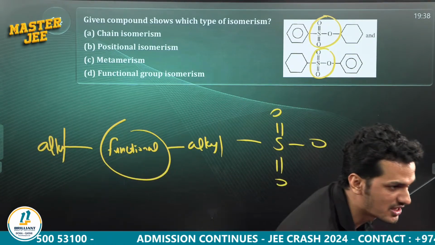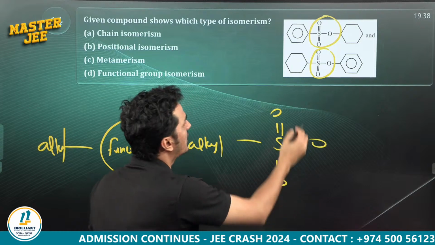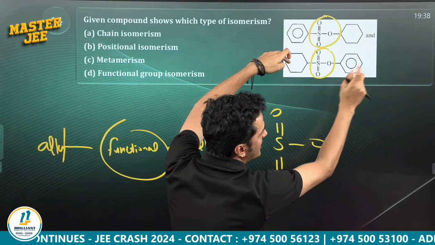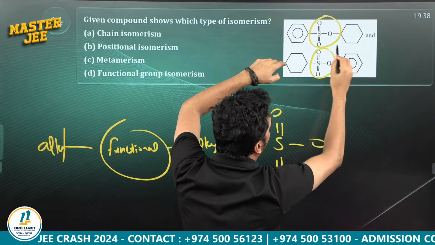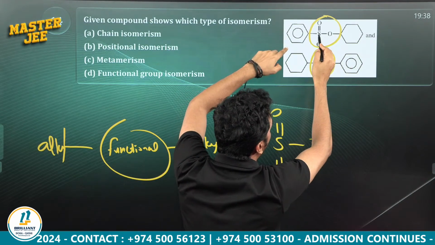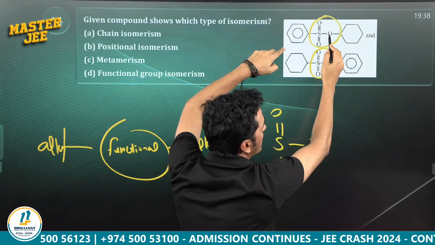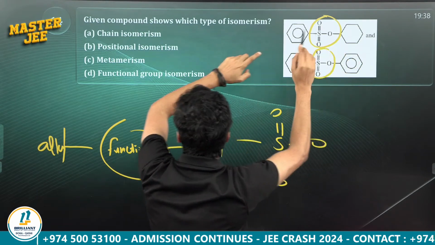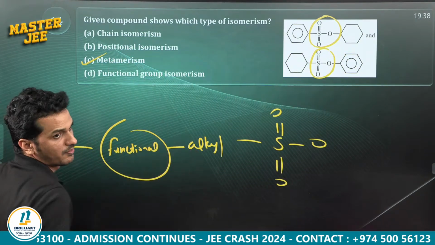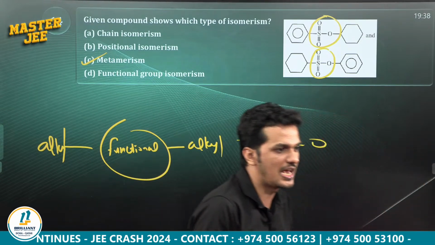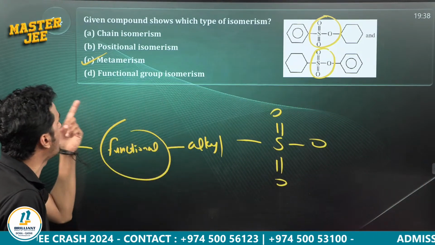So here, this is cyclohexyl, this is a benzene ring, I mean phenyl. Here that phenyl is attached with sulfur. Here phenyl is attached with oxygen. Here oxygen is attached with cyclohexane. So automatically that is metamerism. Hope you got it. Ready? Yes, correct. C is the correct one, metamerism.